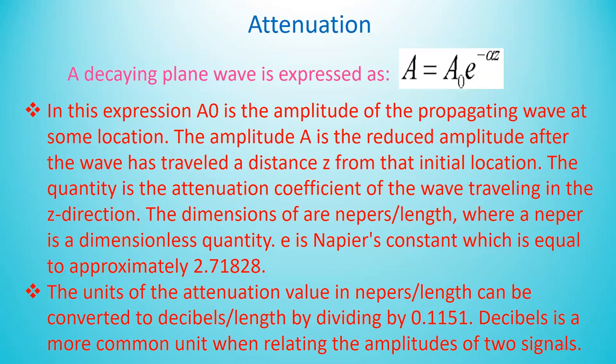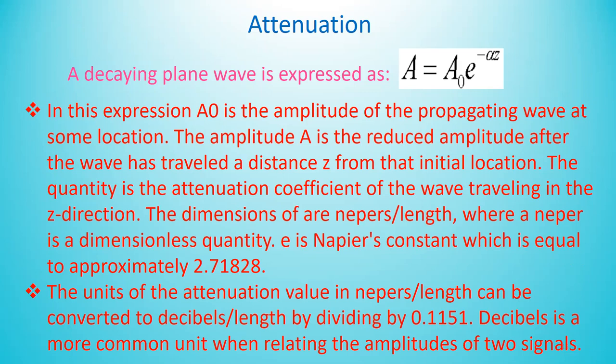A decaying plane wave is expressed as A equals A0 e to the power minus alpha z, not alpha t, you can say. In this expression, A0 is the amplitude of the propagating wave at some location. A is the reduced amplitude after the wave has traveled a distance z from that initial location. The quantity alpha is the attenuation coefficient of the wave traveling in the z direction.